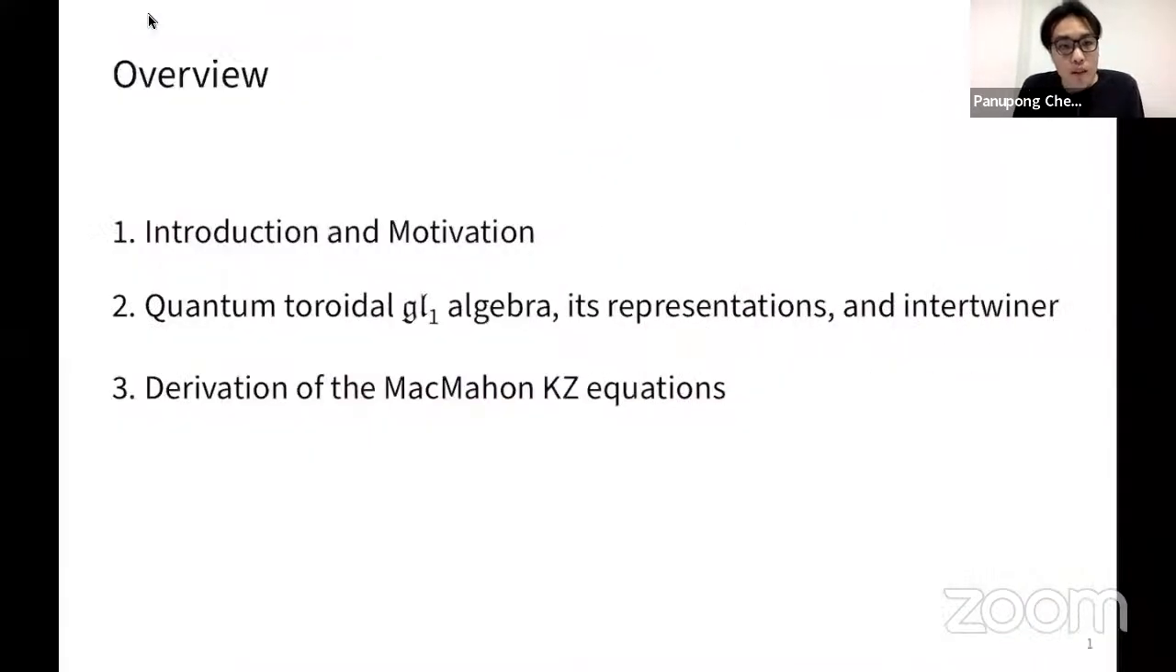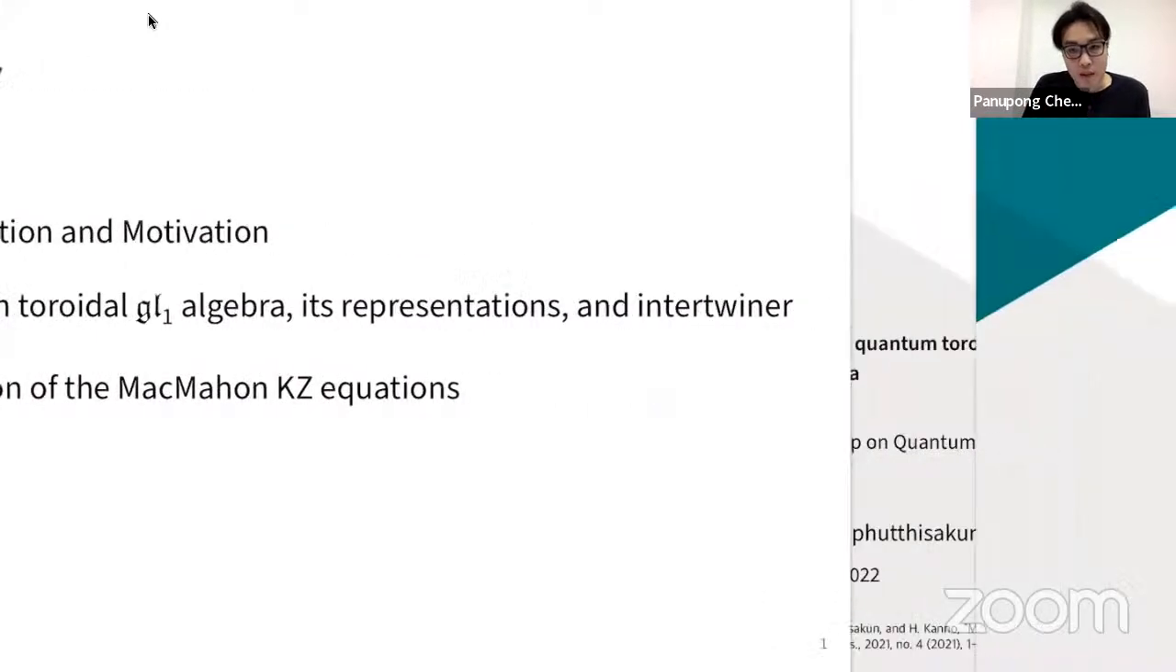The content of this talk will be divided into 3 parts. In the first part, I would like to give the introduction and motivation of why we are interested in the Macmahon Knizhnik-Zamolodchikov equation. In the second part, I will give a quick review of the quantum toroidal GL1 algebra, its representation and the intertwiner. And in part 3, I will derive the Macmahon KZ equation based on the ingredients that I introduced in part 2. So let's start with part 1.